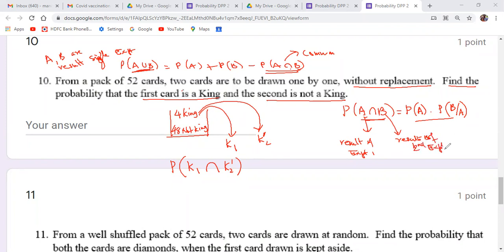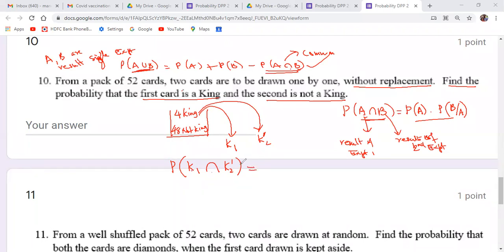Did you follow this clearly? Yes, sir. This formula will be applied only in 2 experiment problems, and this formula will be applied in 1 experiment problem. So that is the difference between the two. Yes, sir. Now we will write the answer.